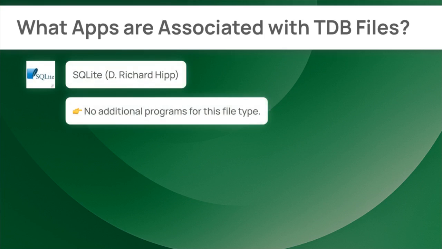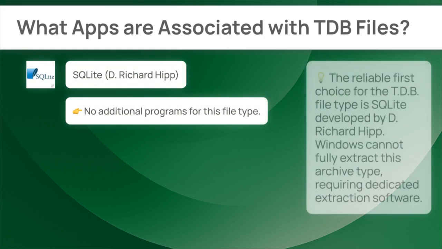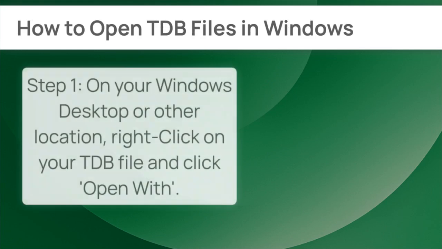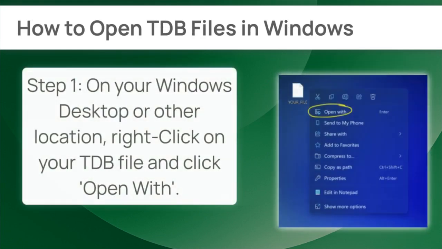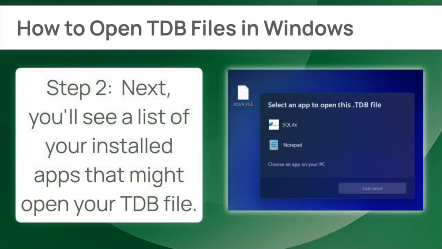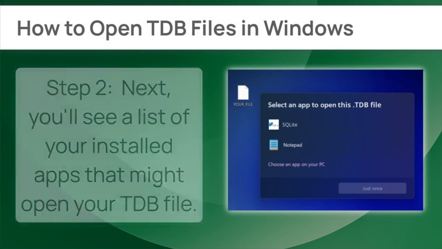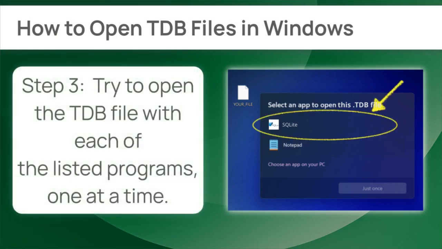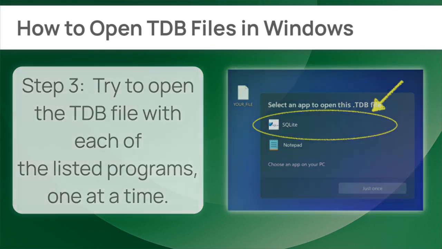Richard Hipp. Windows cannot fully extract this archive type, requiring dedicated extraction software. Windows does not support viewing complex data models, so the information must be opened in a DBMS. To bypass the file reading error, right-click the TDB file and choose Open With. Prioritize SQLite if available. If absent, choose another application. We are searching for the correct file association.